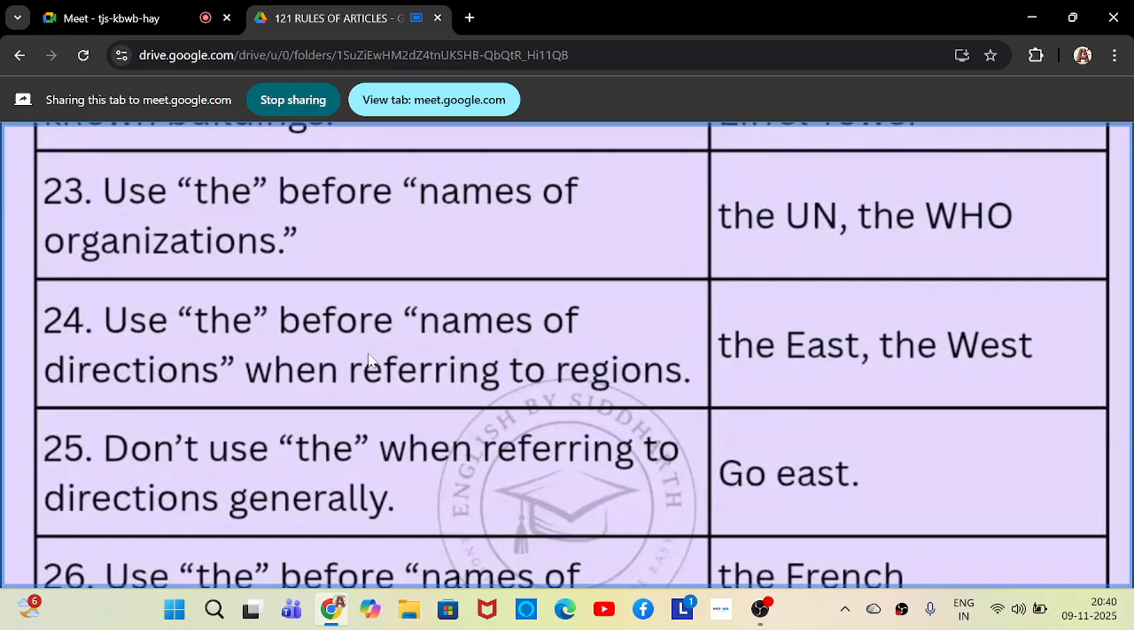Next one, use the before names of organizations. Organizations are like companies or names of some trusts. So organization in Tamil is called Amaipu. So before the names of organizations we can use the.